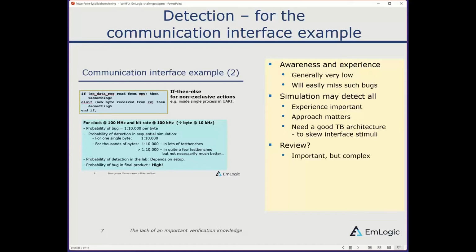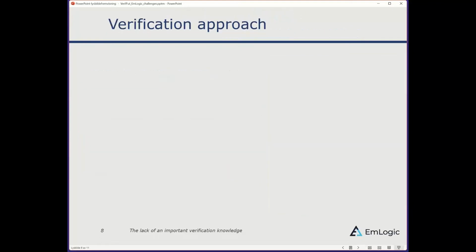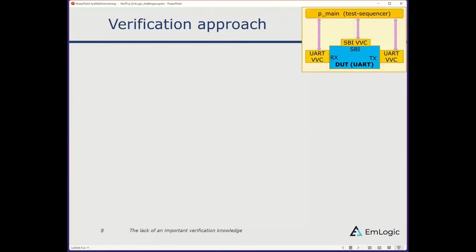Review, of course, can detect this. It's really important in any way, but it's really complex as well. Lab tests, I mentioned that. Lots of test cases are possible, but you will very seldom test for cycle relations, and it's often restricted by application software. So basically, simulation is the way to detect this. So how can you do that?